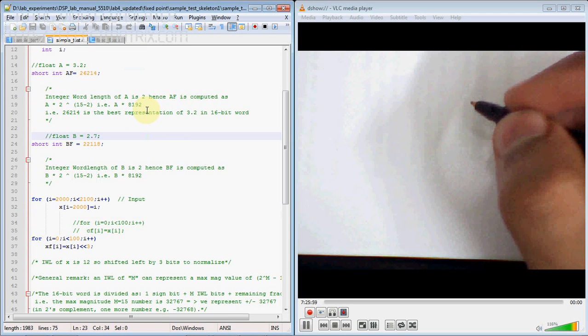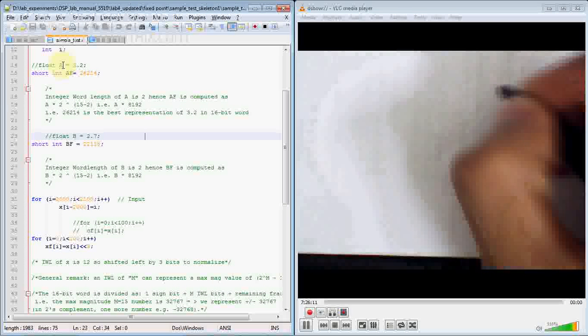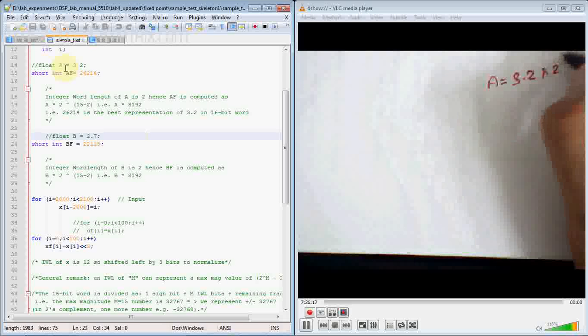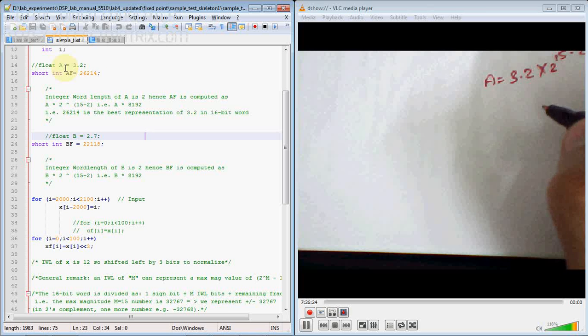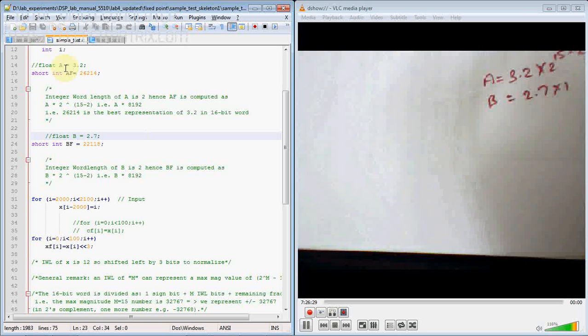Hi, this video will help you to understand the fixed point implementation code provided in your lab manual. First, we multiply a, which is 3.2, with 2 power 15 minus 2 to normalize it to a 16-bit signed integer, and we do the same thing with b, which is 2.7, multiplying it with 2 power 15 minus 2 to again convert it into a signed integer.